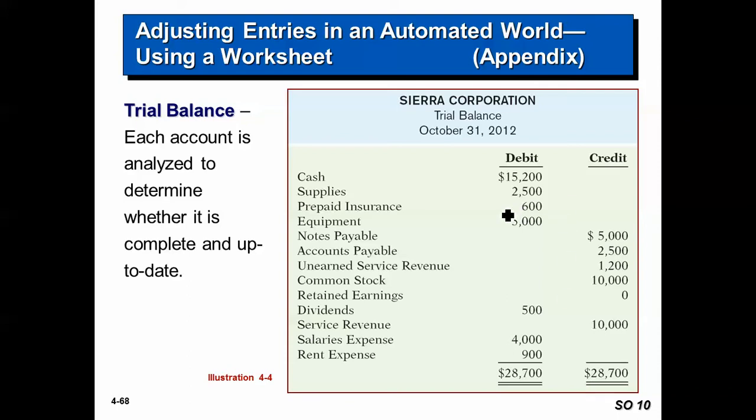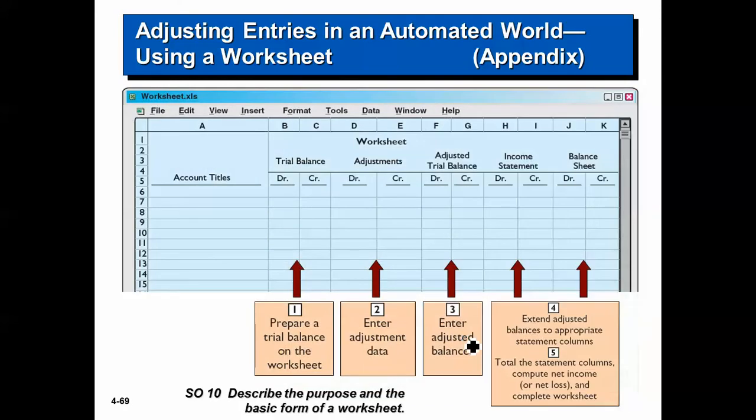We now realize that what needs to be adjusted are the supplies, the prepaid insurance, perhaps the unearned revenue, and there's been some depreciation on some of the fixed assets like equipment. Those are the adjustments that we have to make. Now what the accountant does, he uses what's called a worksheet. This is where he does his work.